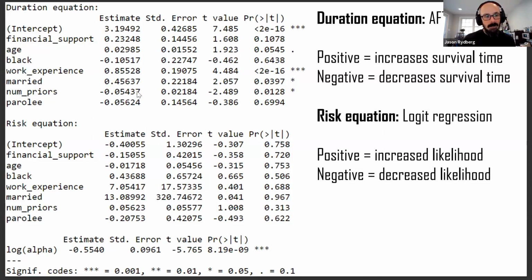The more prior convictions that you have, the more it shrinks the survival time. And again, you can exponentiate those to get the specific ratio for that.